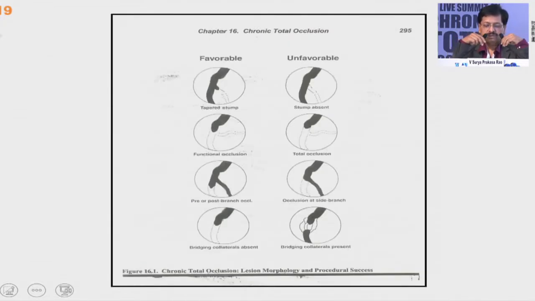So this is a very familiar picture. You see the stump tapered or flush occlusion, functional occlusion or total, and branch at the site of the lesion. I think most of you are familiar with this.